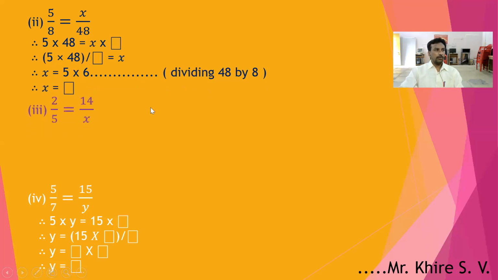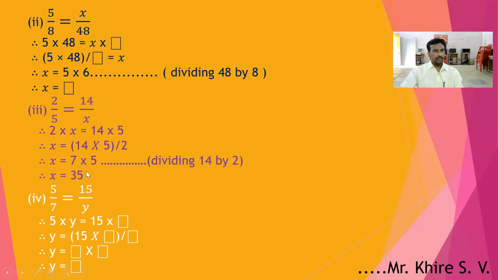Third example, 2 upon 5 is equal to 14 upon x. Again cross multiplication, 2 into x is equal to 14 into 5. And we will get 14 into 5 divided by 2. The 2 goes to the RHS side, it will become upon 2. Now divide 14 by 2. 2 7s are 14. And 7 into 5, 7 5s are 35. Therefore, x is equal to 35.